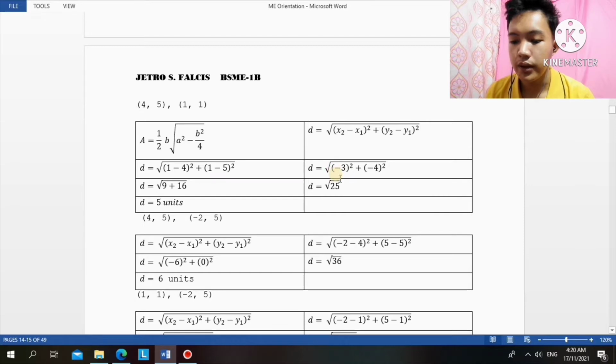Then negative 3 raised to 2 is equal to 9. And negative 4 raised to 2 is equal to 16. So 9 plus 16 is equal to 25. So the square root of 25 is equal to 5.